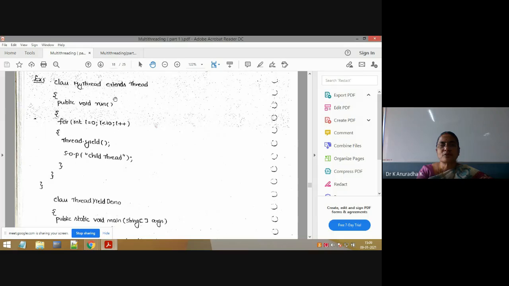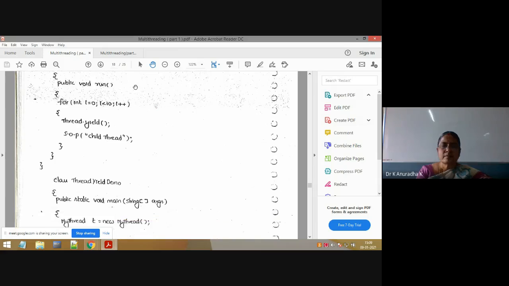The first program is the one which extends Thread. So I am taking the same program. I have only added one statement inside the for loop, that is Thread.yield. Now we will see the purpose of this and the flow of execution. This is the only statement I have added to the first program, class MyThread extends Thread.